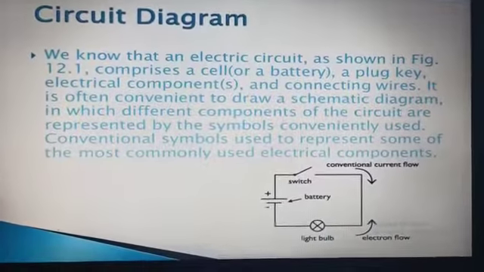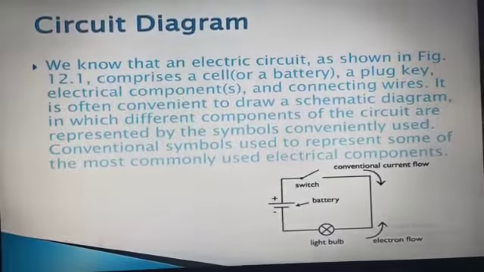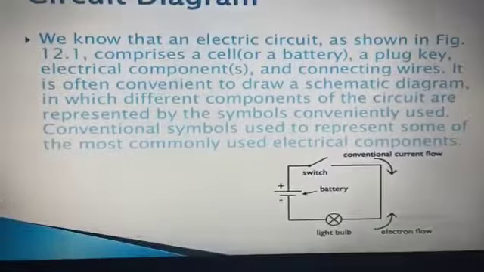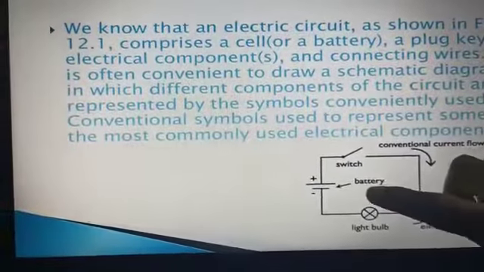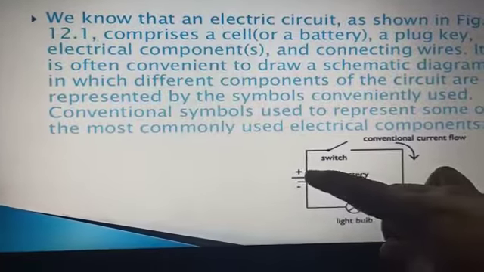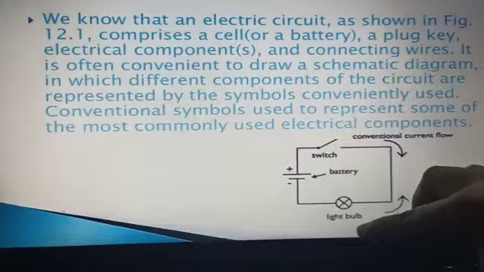Circuit diagram. So the way we represent an electric circuit is known as a circuit diagram. In a circuit diagram we use various symbols. For a battery, this is the symbol, a long line and a short line. The long line symbolizes the positive terminal, the short line symbolizes the negative terminal.